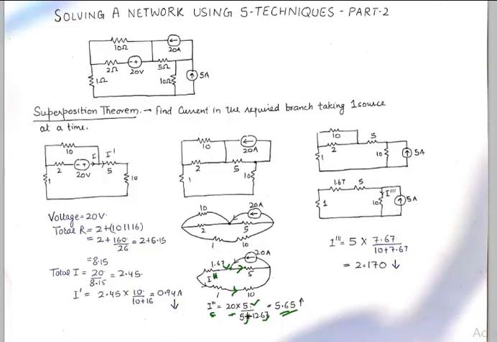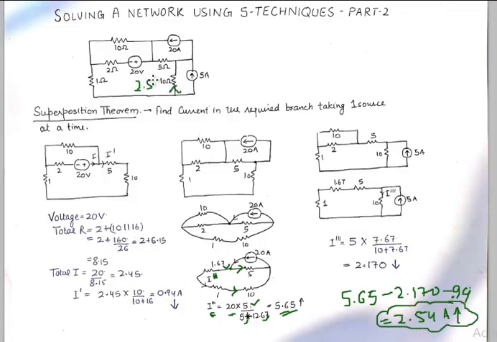5.67, and we know that the total current in this branch will be the algebraic sum of all the currents: 5.65 minus 2.170 minus 0.94. So that comes out to be 2.54 amperes in the upward direction. So that is the answer that we get. Total current is 2.54 using superposition.